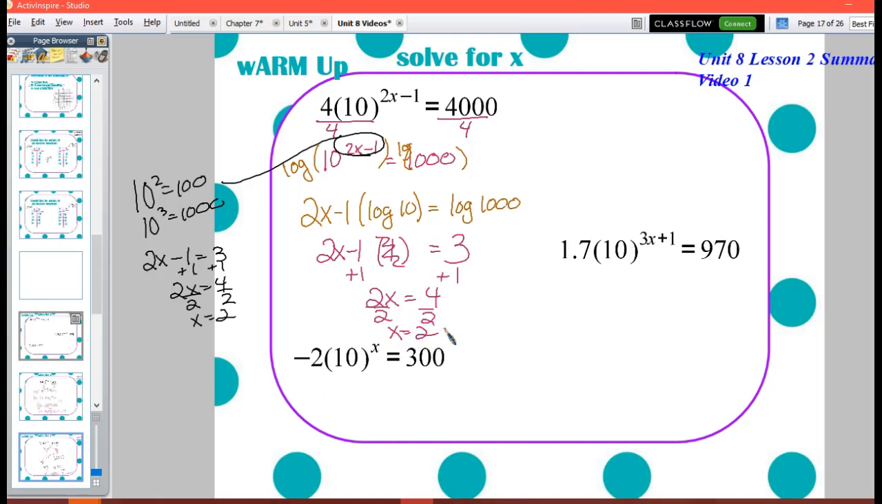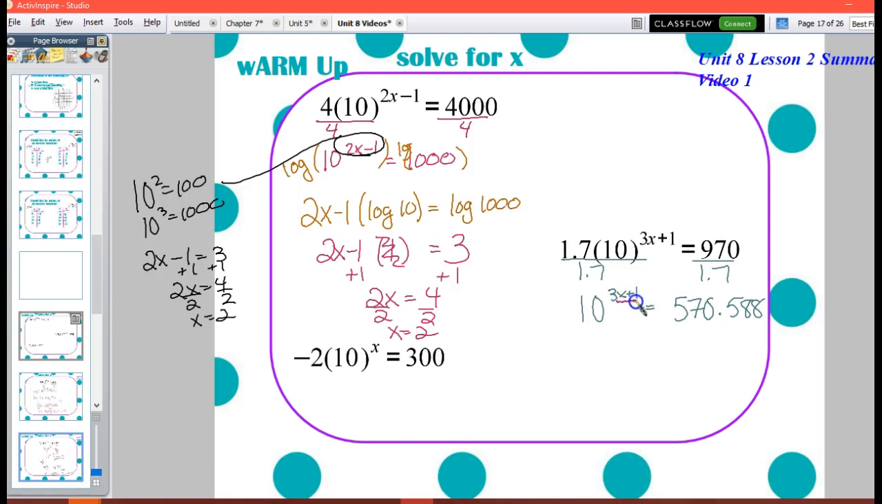Let's try another one over here. These ones won't be so pretty. We can't do so much mental guessing. I'm going to divide both sides by 1.7. And that would give me 570. So I have 10 to the 3x plus 1 equals 570.588. Now I'm going to get that power out here.